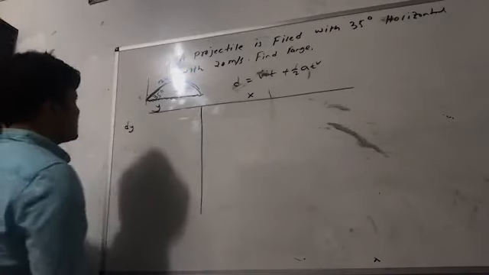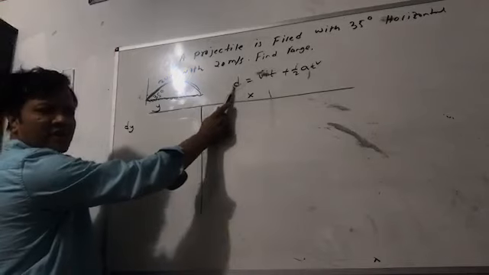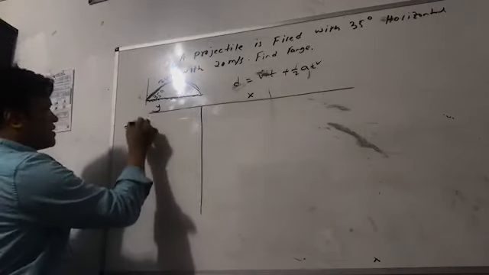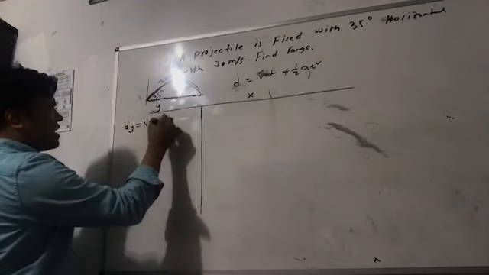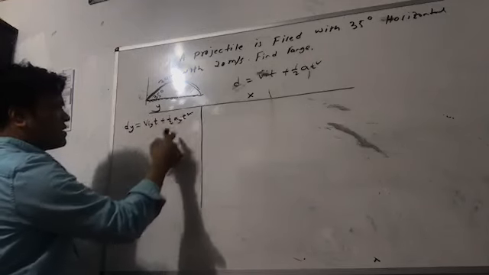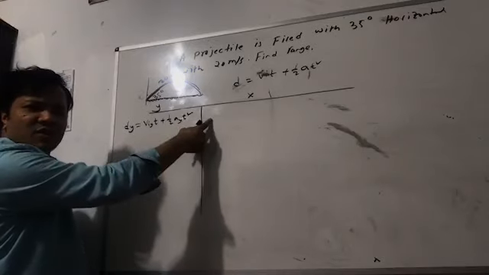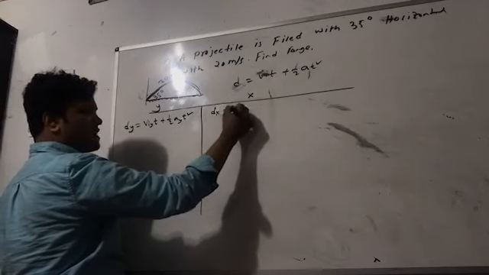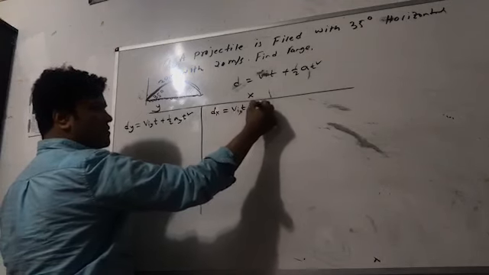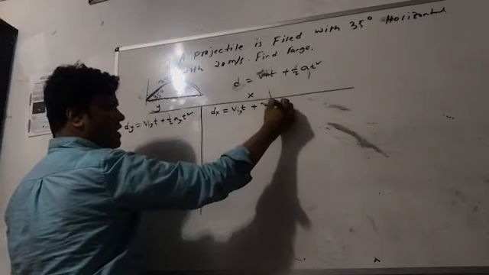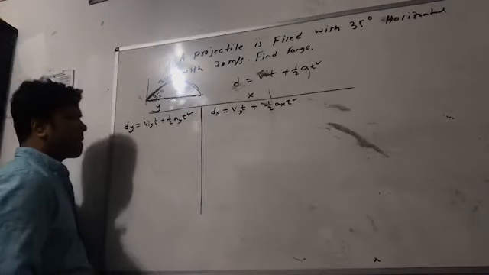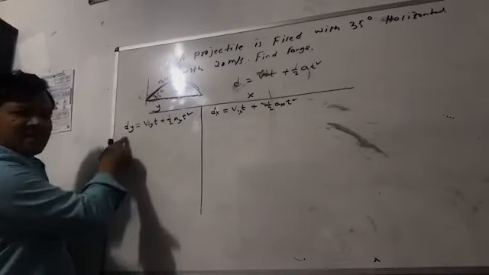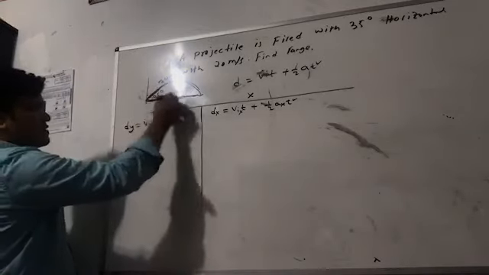What we're gonna do here, we're gonna write the y component of this kinematics equation. So dy is ViY t plus half aY t squared. And now we're gonna write the x component of this one. The x component is dx is equal to ViX t plus half aX t squared. Alright, let's deal with this one first. Dy is 0 because we're trying to find the range.